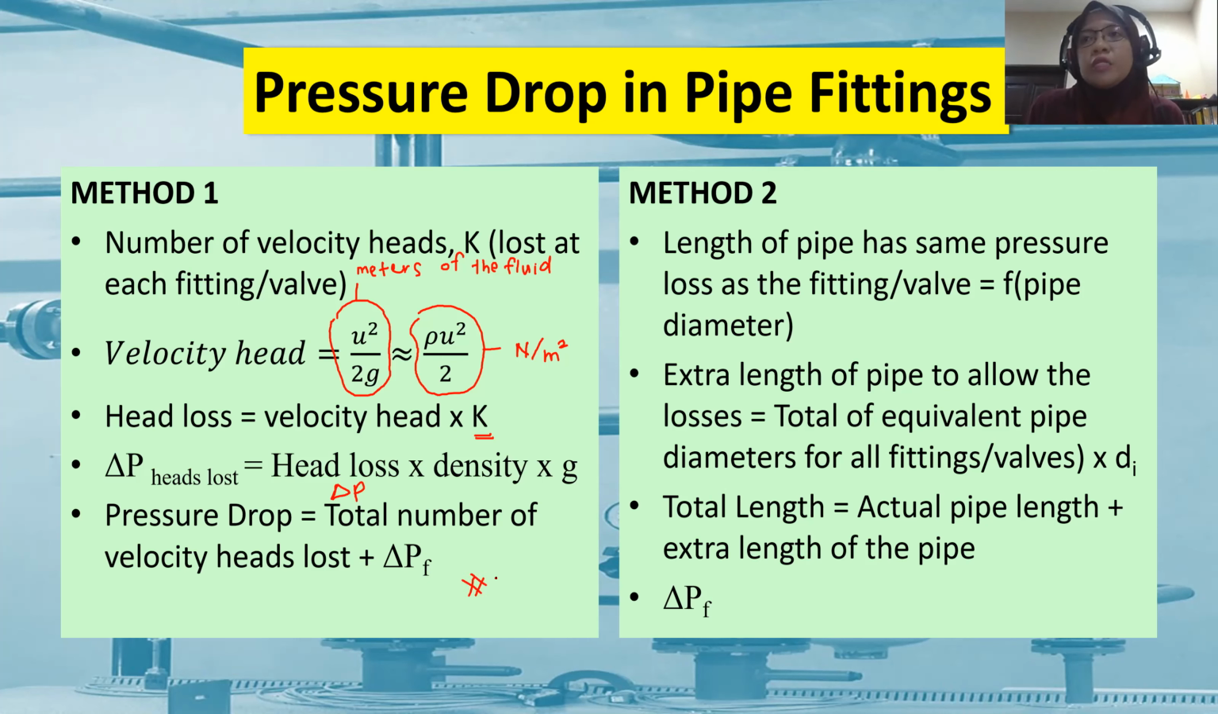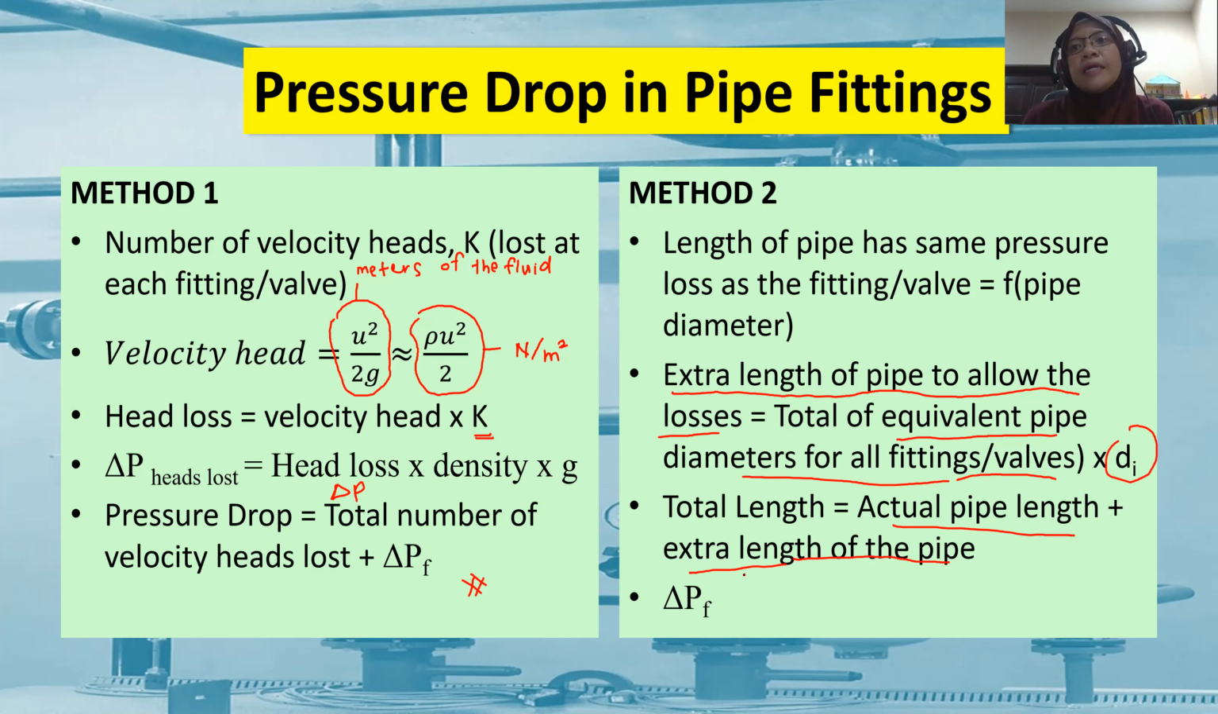Then for method two, we need to calculate the extra length of the pipe to allow for the losses. How to do this? We total up all the equivalent pipe diameters for all fittings and valves. We can get this from a handbook or any reference book, and then multiply with our internal diameter, and then we calculate the total length by adding the actual pipe length to the extra length of the pipe.